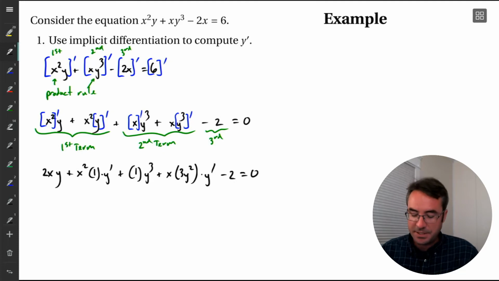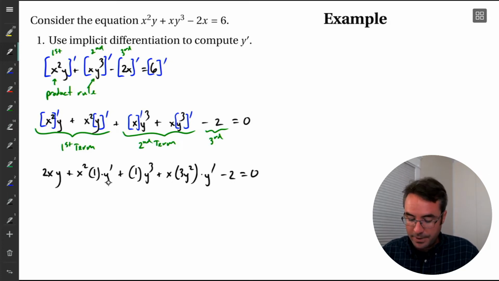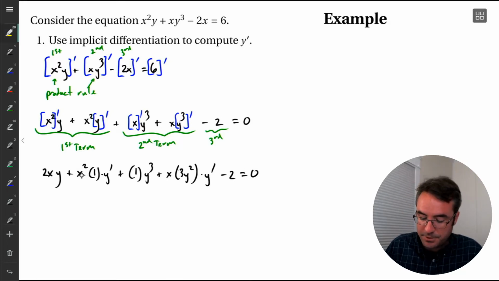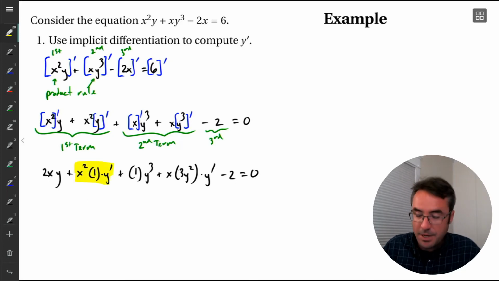All right, so you can see we have a lot of terms floating around here. But we are done differentiating. So the last part of this is we want to actually solve for y prime. So we look in our equation, what we have after all our work, and we want to identify the y prime terms. So all the terms that have y prime. So this term doesn't, but this term does. This term doesn't. There's no y prime in here, but this one does.